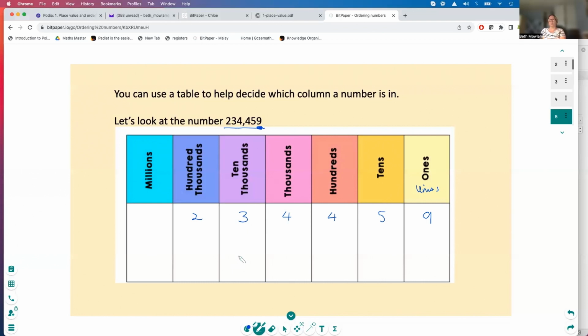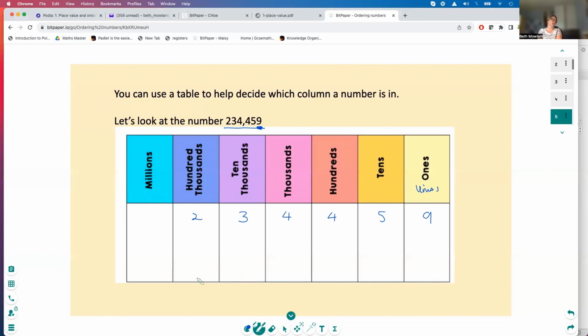Now I can see that the 2 is in the 100,000 column, so it's 200,000. The 3 is in the tens of thousands column, so that represents 30,000. The 4 is in the thousands column, so that represents 4,000. I've got a 4 in the hundreds column, which represents 400, a 5 in the tens column, which represents 50, and a 9 in the units column, which represents 9.